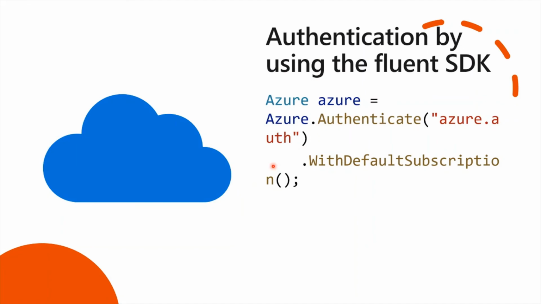Authentication by using the Fluent SDK. To use the API in the Azure Management Library for Microsoft .NET, as a first step, you need to create an authenticated client. The Azure SDK requires that you invoke the Azure.Authenticate static method to return an object that can fluently query resources and access their metadata. The Authenticate method requires a parameter that specifies an authorization file. So here you just say Azure, which is coming from the Fluent API library, Azure.Authenticate, Azure.Auth with default subscription, which we defined in this file, and it will use this file and authenticate you.